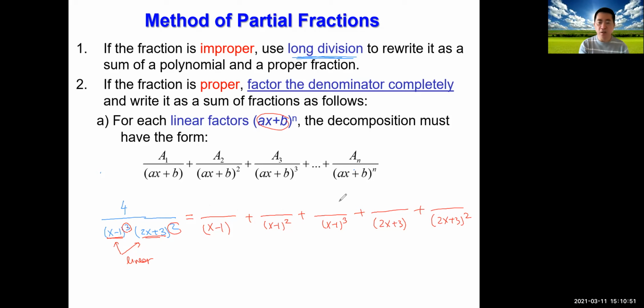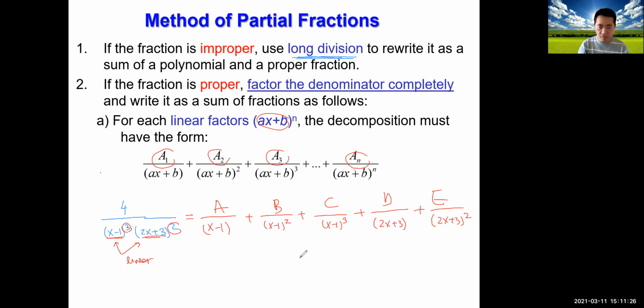Now the numerators will be unknowns. You can call them A, B, C, D, E. We have 5 unknowns. For the formula here, we use A1, A2, A3, and so on. Again, the reason is we may have a lot of them, so we don't use plain letters. We run out of letters, right? A, B, C, D, E, F, G, H. So we label A1, A2, A3, up to Z. So these are the unknowns you need to find.